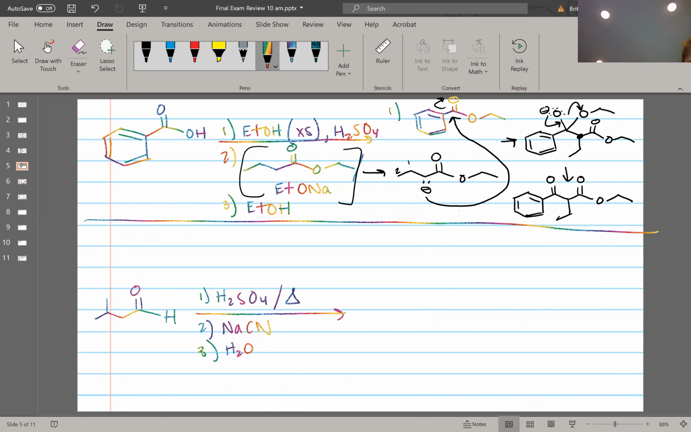Okay, so after step 1, we would have our aldol addition product. Okay, so then in step 2, we're introducing sodium cyanide. What is that going to do?